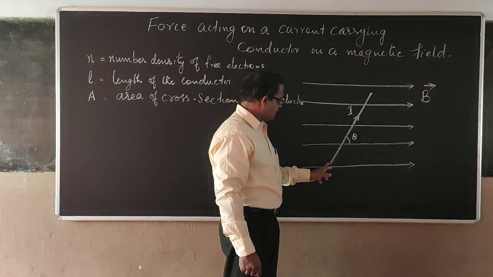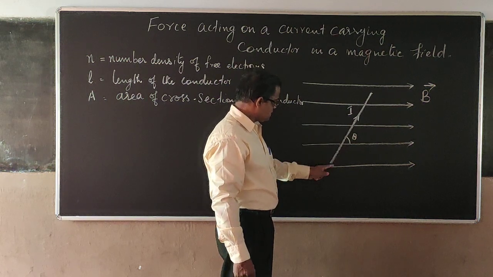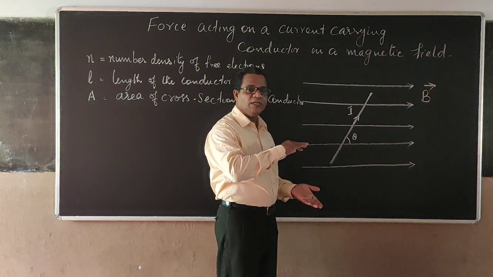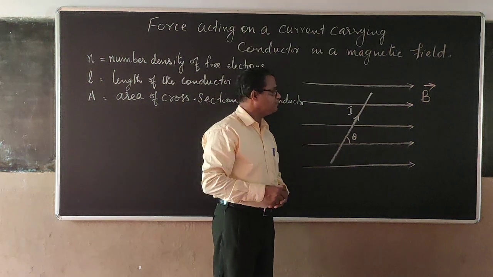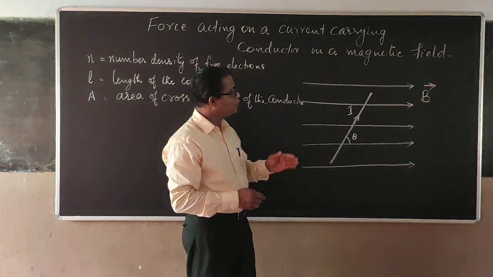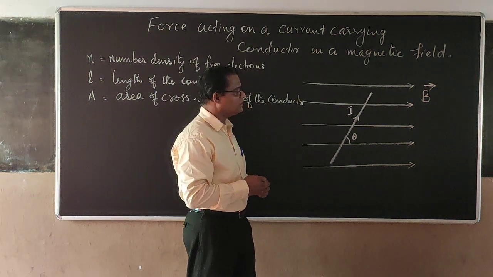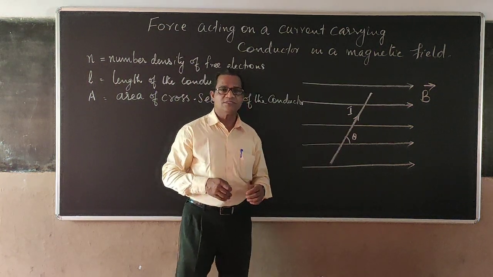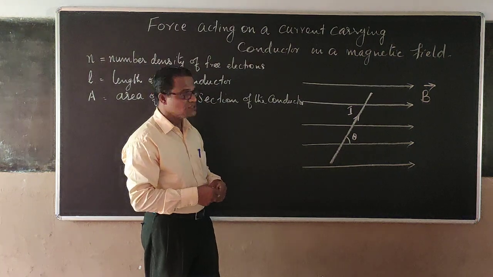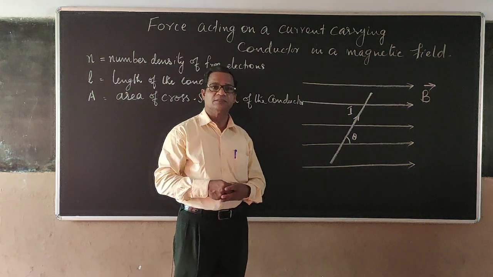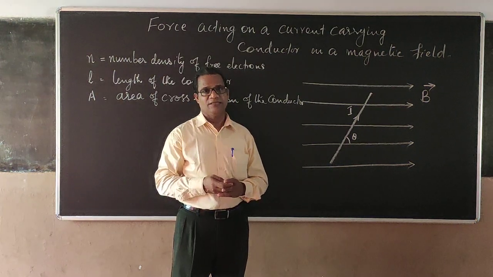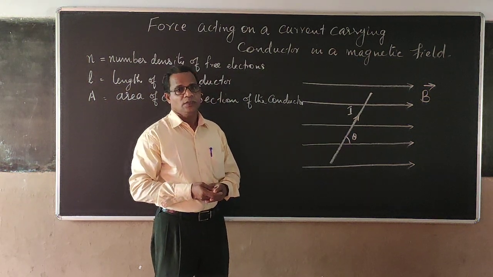Now, you can find that as the conductor is kept like this in the field, it is found to be shifted because of a force acting on it. Now, in this part, we want to discuss how the force is acting or how a force is derived on the current carrying conductor placed in the uniform magnetic field.